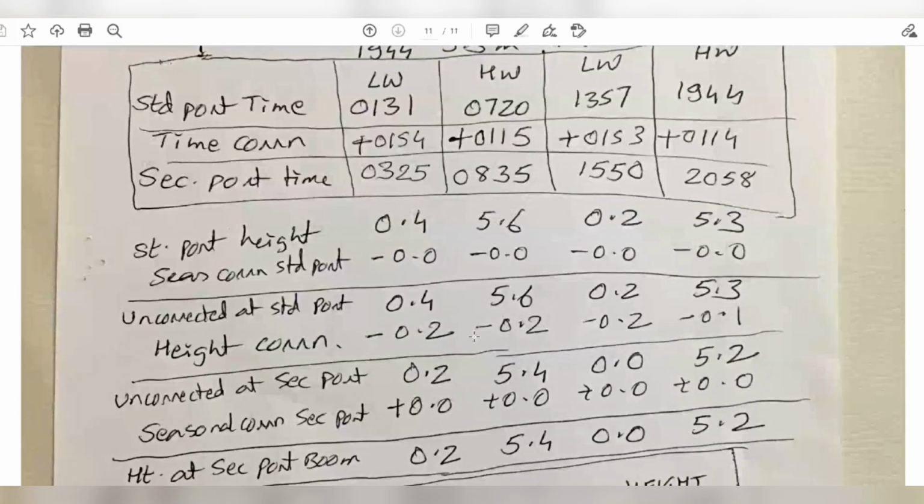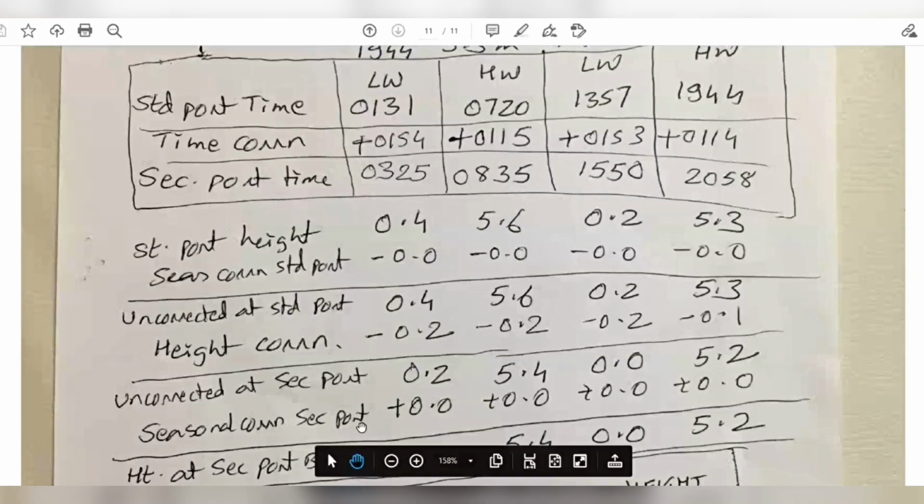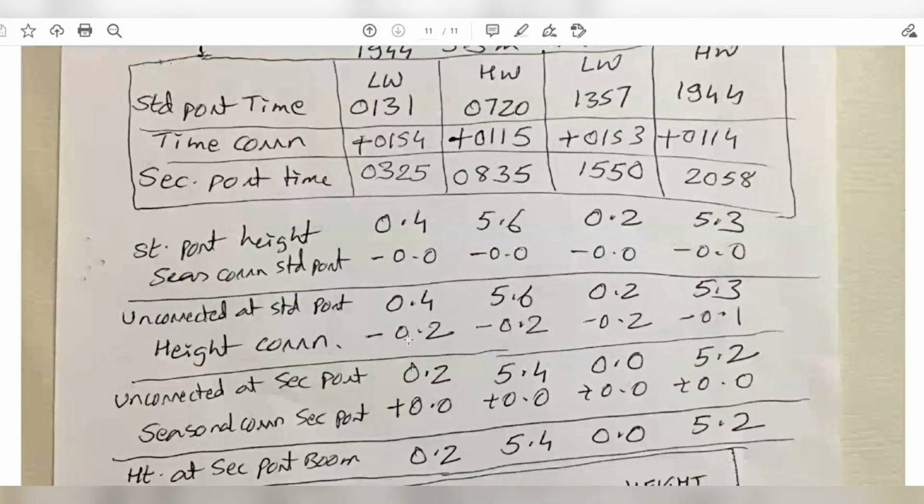Then we come to height correction. This I'll show you how to get. Meantime, you can write the seasonal correction for boom. So boom is also 0, 0. But don't forget to write plus. And again in the bracket it will become plus minus correction. Now comes the main part, how to get this height correction for 0.4 as low water.